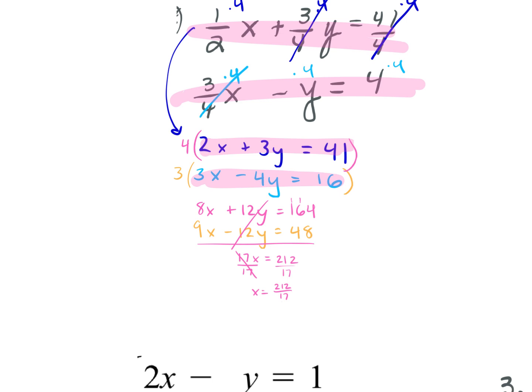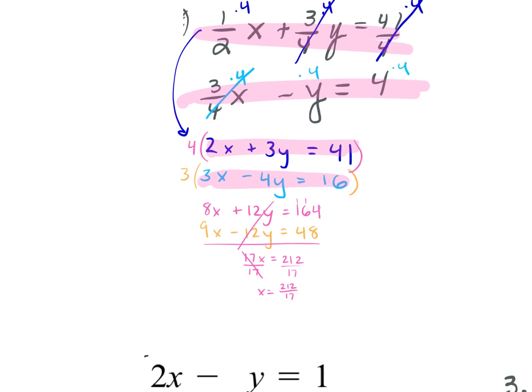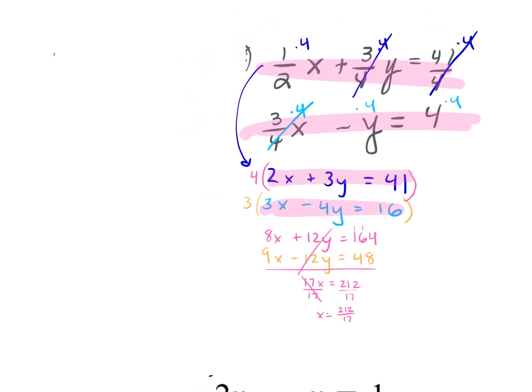Let's maybe plug it into, yeah, none of them really seem fun. Let's plug it into the first one. So we have 1/2 times 212 over 17 plus 3 over 4 y is equal to 41 over 4.